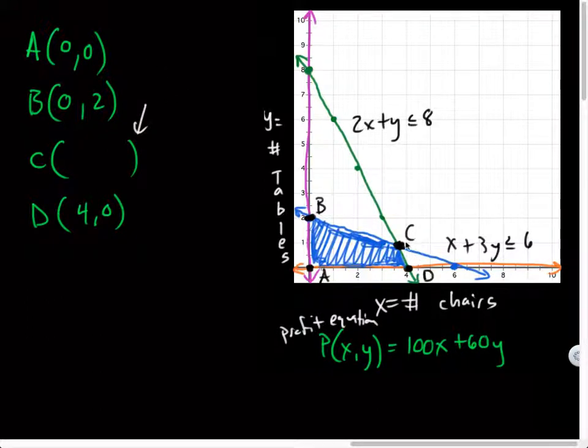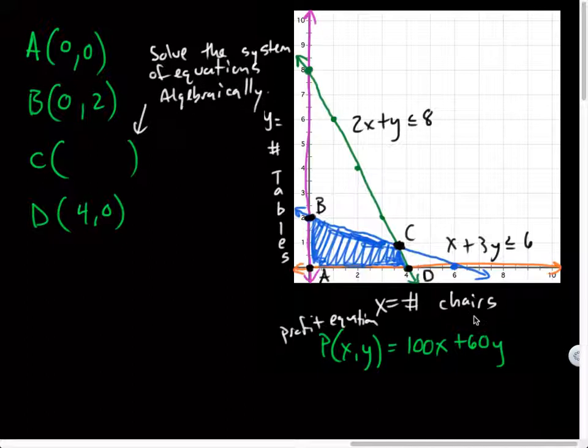How could I find the intersection of those two lines? Because it doesn't land at a nice point for us. Solve the system of equations algebraically. All right, because I don't know where that intersection occurs.